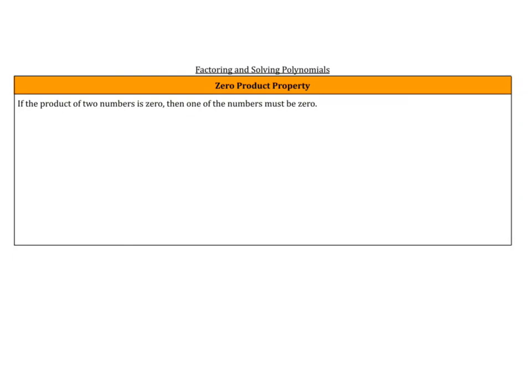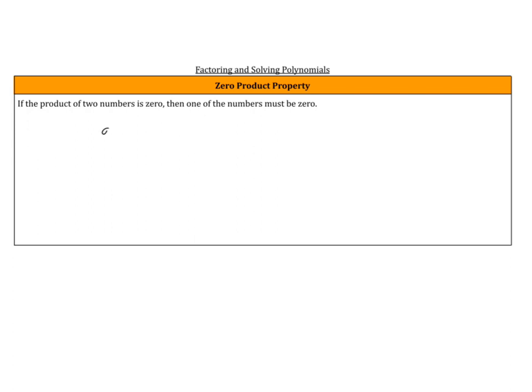Hello everyone, so we're going to go ahead and do a very quick review of factoring and solving polynomials. Now the first thing that we need to know or remember is what the zero product property is. The zero product property says that if the product of two numbers is zero, then one of the numbers must be zero. So what does this mean?